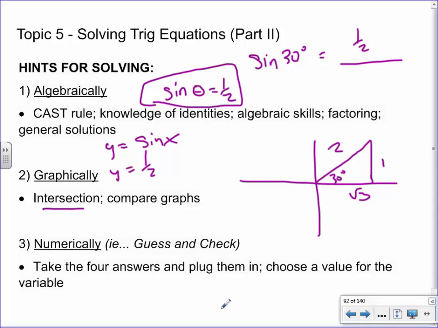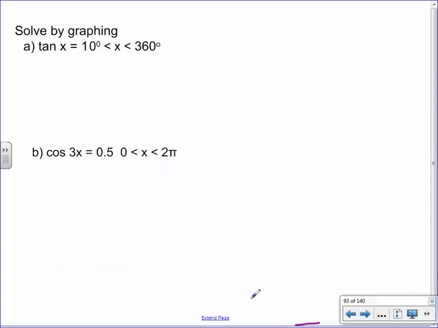So I want to try just a couple of generic questions that I wrote, and then I've got a ton of diploma questions to try. This didn't format very nicely. If you can't see that, it's tan of theta equals 1, and then it's between 0 and 360.